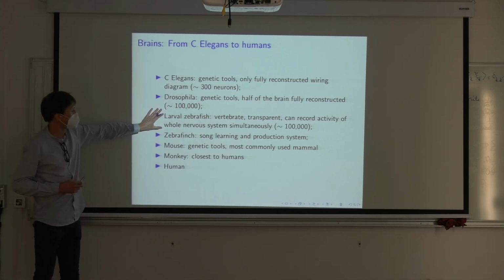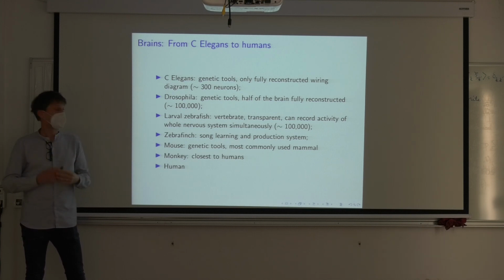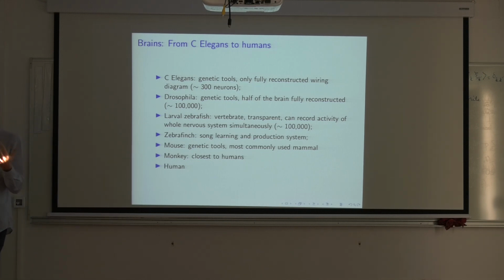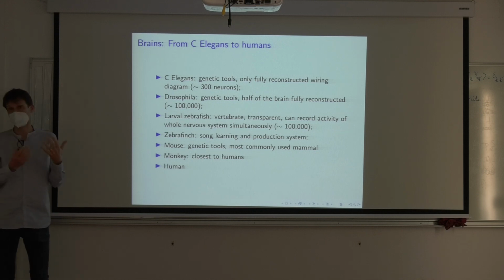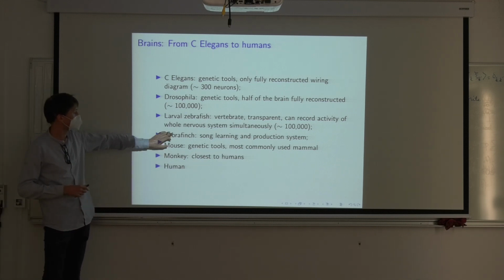Larval zebrafish has become a very popular system because it's transparent, so you can actually visualize the activity of the whole nervous system, so you can see how neurons are active while the animal is producing behaviors. That's very nice. Zebra finches are very popular because they can learn songs and produce songs. That's a nice model to try to understand language, because they can learn complex songs with different syllables and so on and so forth.